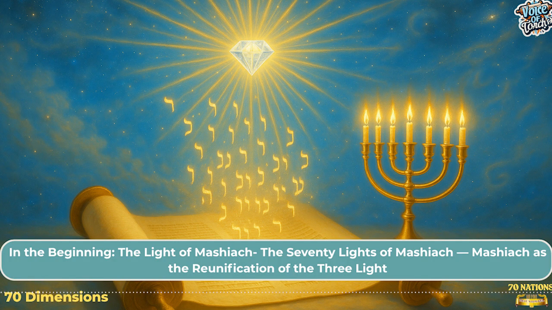Okay, so today we're doing a deep dive into some really interesting sources from Beit Yisrael International, mainly looking through the lens of the Gadi Ephraim notes. And the big topic is this idea of the 70 dimensions of Mashiach's light.